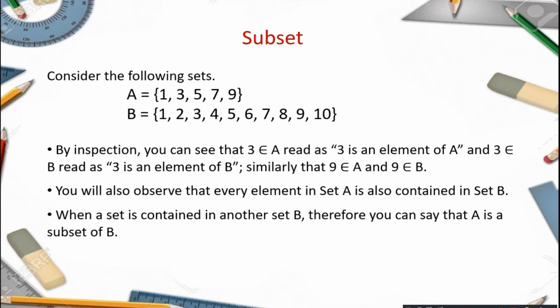By inspection, you can see 1 is an element of A, and also 3 is an element of B. Similarly, 9 is an element of A and B. You will also observe that every element in set A is also contained in set B. Meaning to say, 1, 3, 5, 7, and 9 can be found in set B. When a set is contained in another set like set B, therefore you can say that set A is a subset of B.